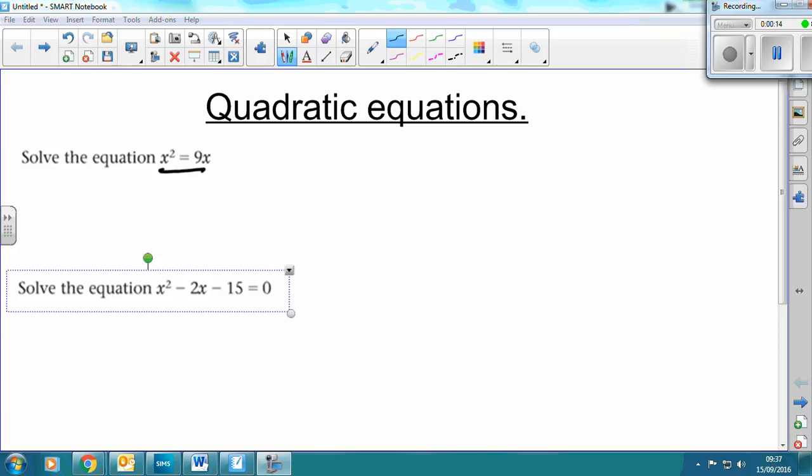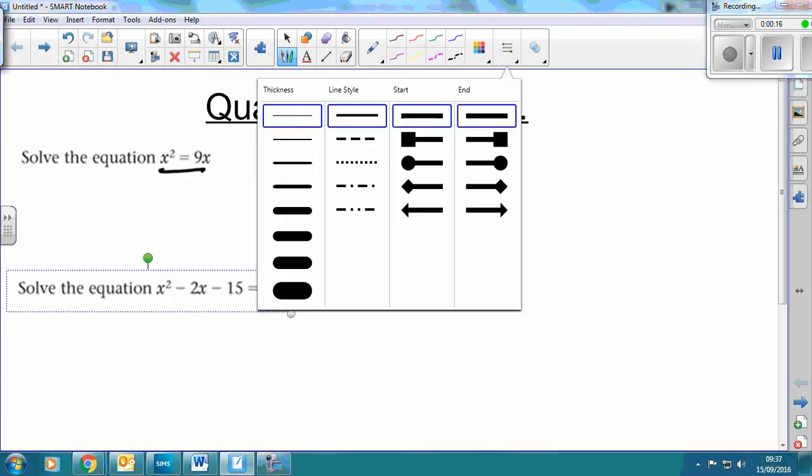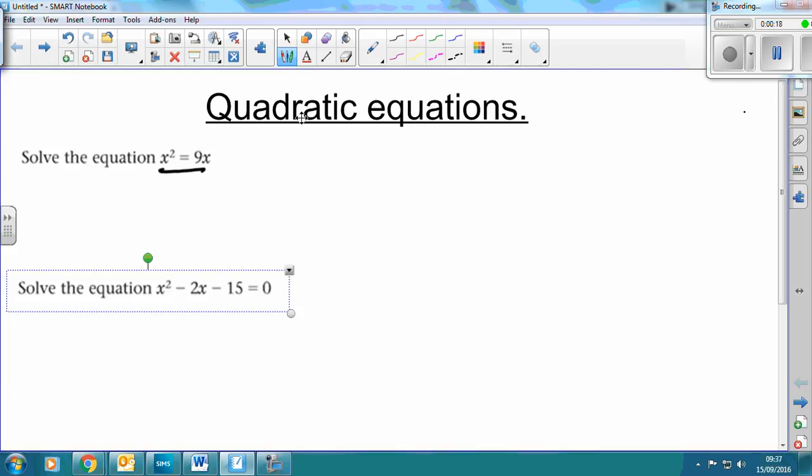Now, whenever we've got a quadratic equation, what we tend to do is set it equal to 0. So if we bring this 9x onto the other side, we're going to get x squared minus 9x equals 0. So now we've got it set equal to 0, we should look to factorize it. Now, as seen in previous lessons, we can't factorize it using two brackets in this case. So we're going to just take the x out, and we've got x bracket x minus 9.